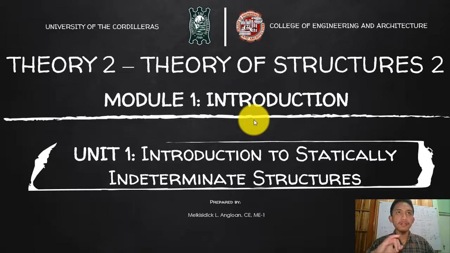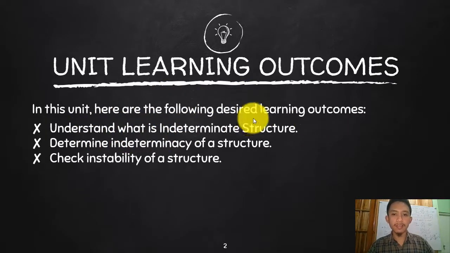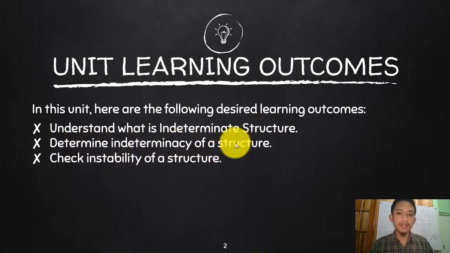In your Theory 1, you discussed how to solve your reactions, your member forces for trusses, and of course drawing your shear and moment diagrams for frames and beams, and also you discussed deflections. So that is your Theory 1. Now this is your Theory 2. Under Unit 1, these are your desired learning outcomes. First is for us to understand what an indeterminate structure is, then to determine the indeterminacy of a structure, and then to check the stability or instability of a structure.